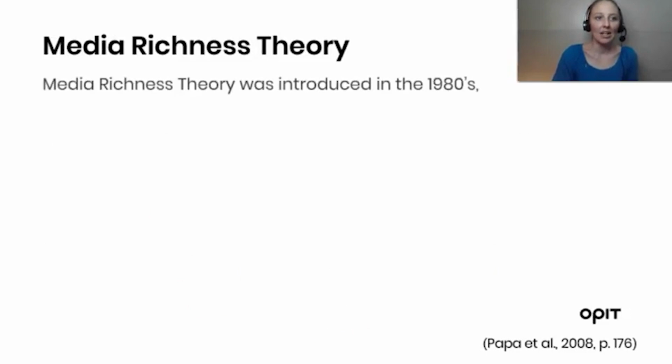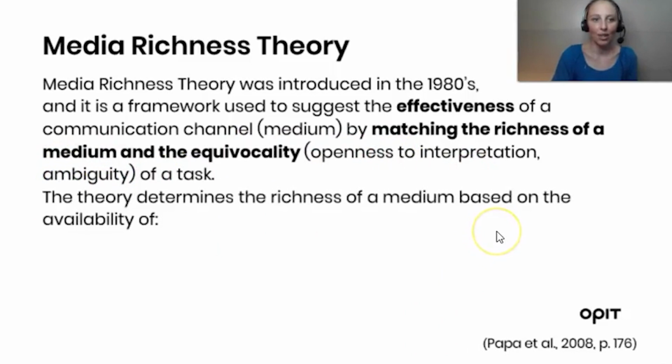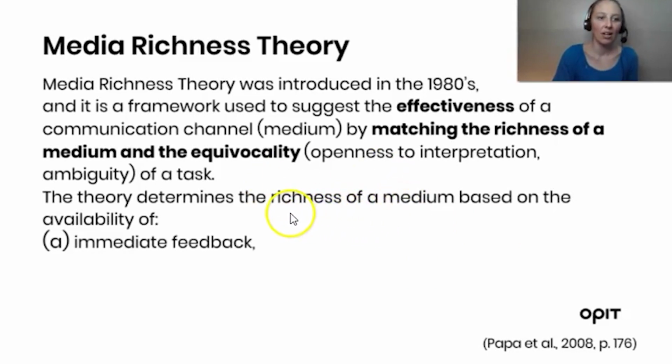Back in the 80s, media richness theory was developed. It essentially provided a framework to suggest the effectiveness of a communication channel or medium by matching the richness of a medium and the equivocality. Basically, it's the level to which it is open to interpretation or the level to which it is ambiguous of a task. So the idea was to decrease the levels of ambiguity in communication by choosing in a context-specific way the best communication form. So this theory is based on the idea of richness, and it determines the richness of a medium based on the availability of immediate feedback.